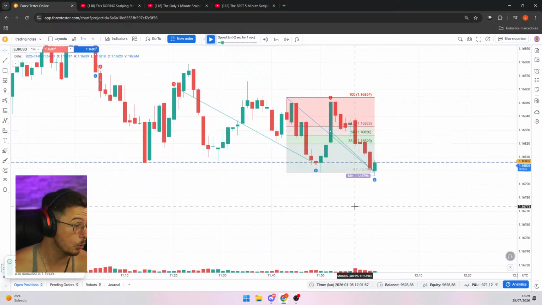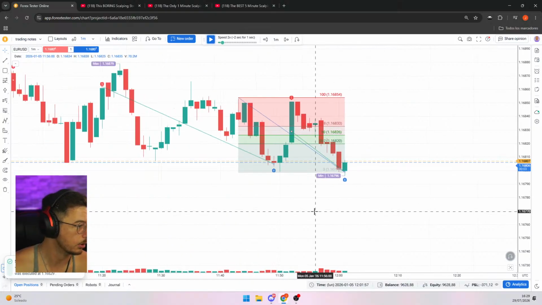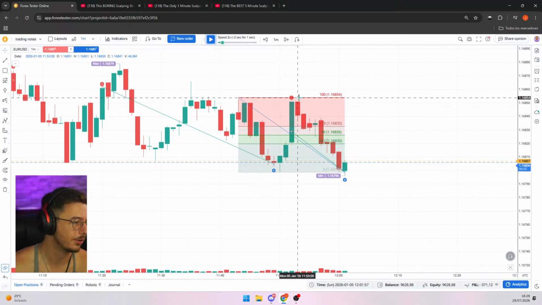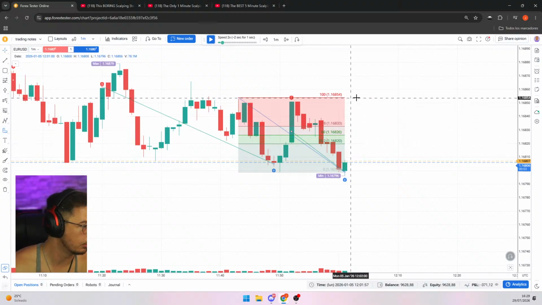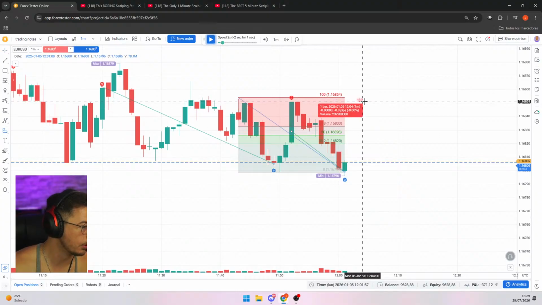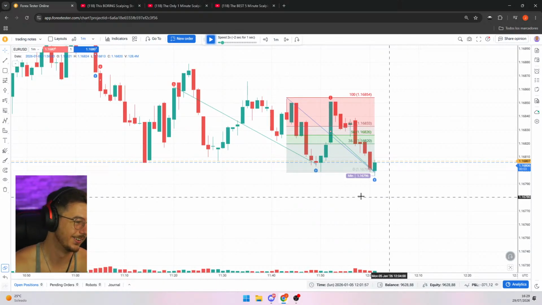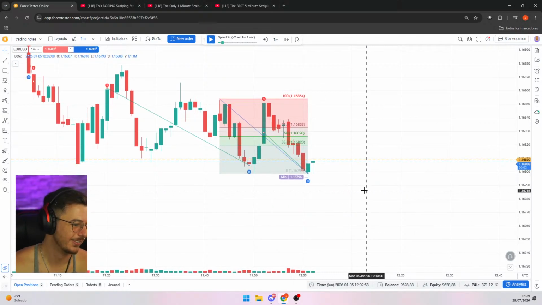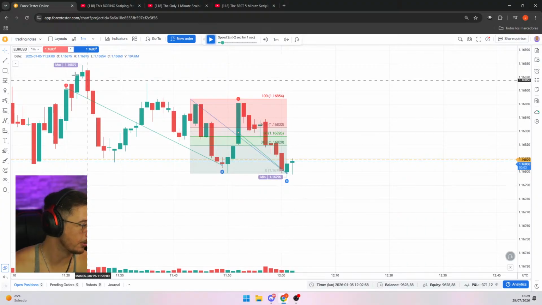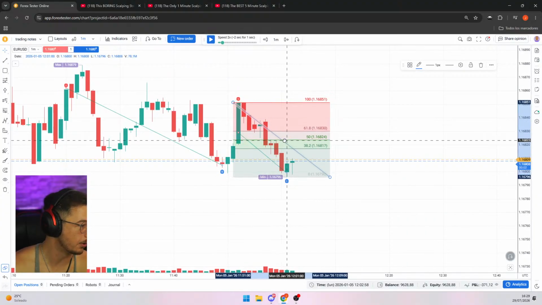Ooh! Look at that. That was so close to the stop loss. So close. I mean, that was 3 ticks. 3 ticks. That's crazy. Okay, we had made another low here, so basically we'll be in the same situation as before.